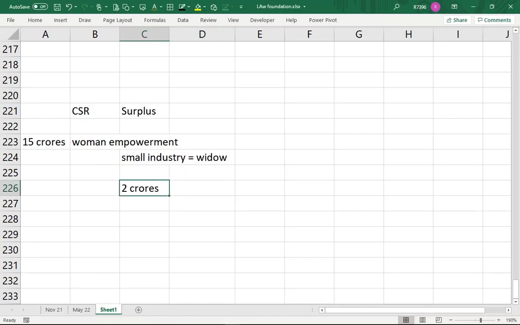So you cannot take it as a business profit. It is not your business profit. It is also considered as CSR over and above your calculated 2%. So these 2 crores will also be considered as CSR and not as a business profit, and over and above your 2%. So over and above your 15 crores as per this example.